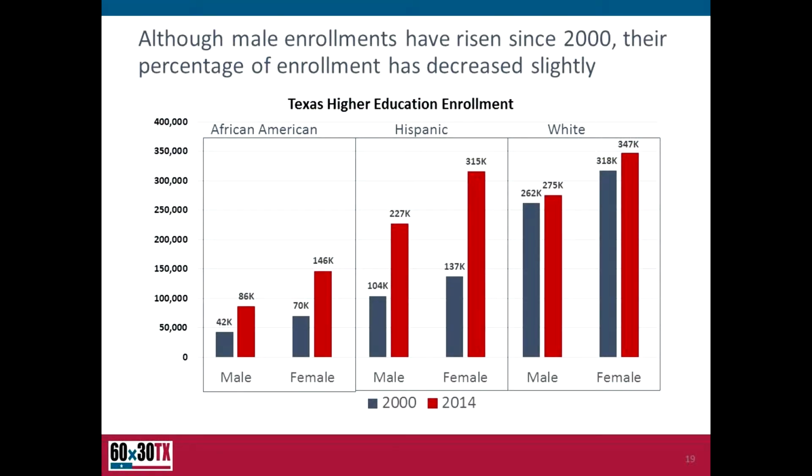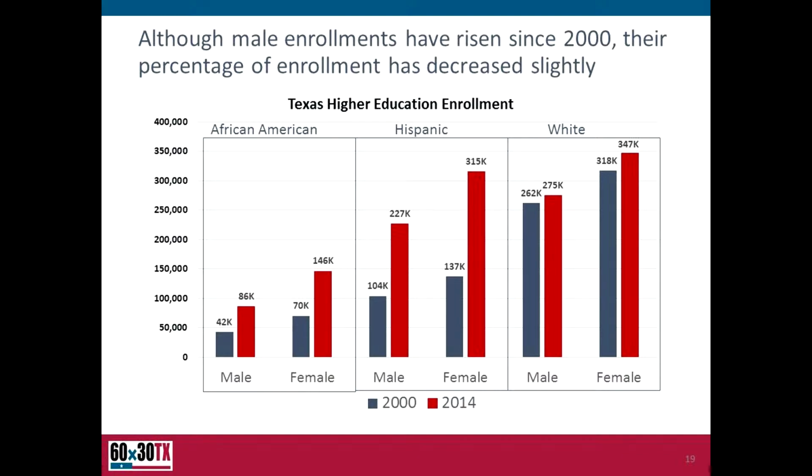I like to share this slide because we hear a lot about the challenges we have with male participation in higher education. But I think what this slide shows, and if you look at the blue bars are for 2000 and the red bars are 2014, and you can see for each of our major race ethnic groups, you can see on the left that our males have absolutely made progress in terms of our male participation from 2000 to 2014. It's just that women in higher education have made even more progress, the females, and this slide highlights that.